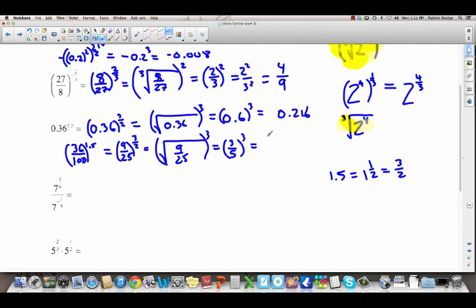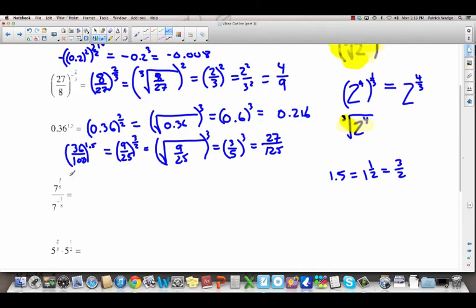3 cubed, 3 times 3 times 3 is 27. 5 cubed, 5 times 5 times 5 is 125. These answers look different. They're exactly the same. This is a decimal, this is a fraction. If you divide 27 by 125, you'll get that decimal here. They're both great. You can do either one of them. Personally, I like the bottom one. Can't really explain why I like it more.